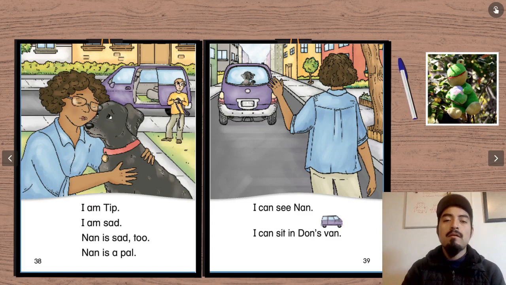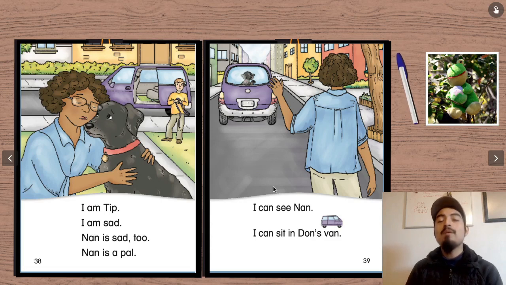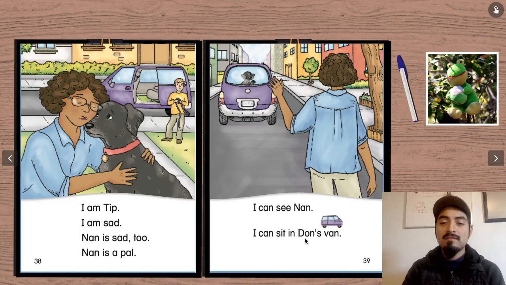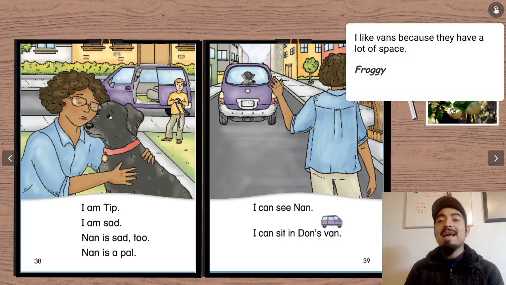The name of this character is here. Can you find the information? I will give you 5 seconds. The name of this character is the owner of the van. He is Don. Froggy says, I like vans because they have a lot of space. And that's true. Vans generally have a lot of space inside because they have many seats.